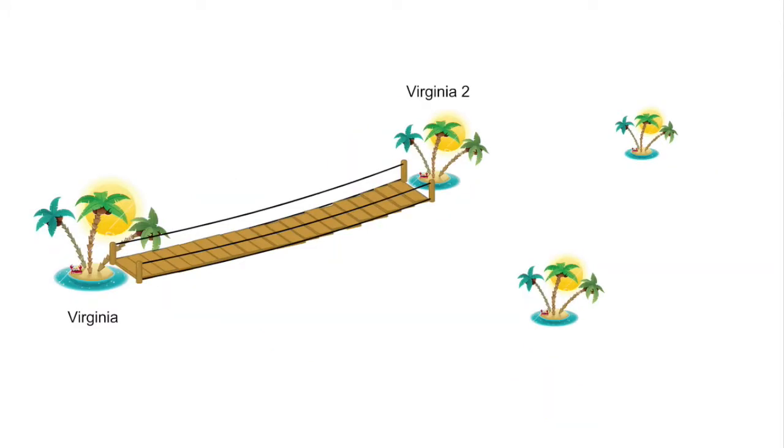Now think about this question. After they discovered two other islands besides Virginia 2, the islanders decided to connect the main island to one of the newly found ones. Can you use the vertex, edge, and notation you just learned to represent the islands and bridges? How many possible representations can you draw? Hope you all come up with something like this.